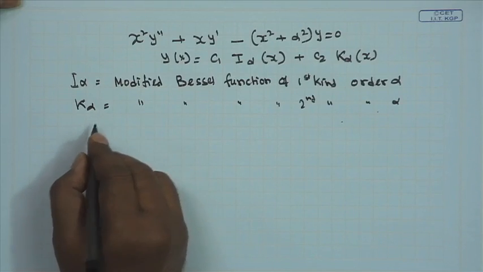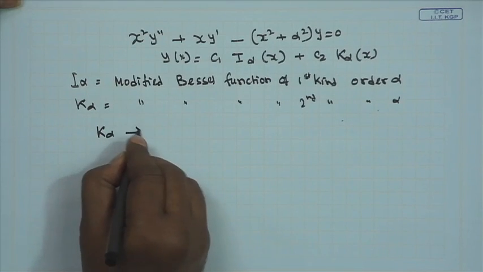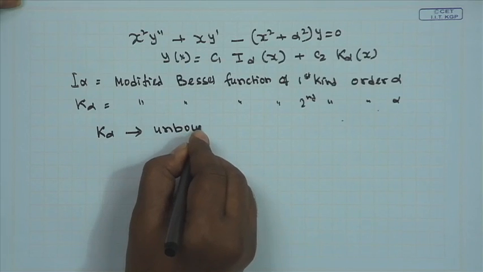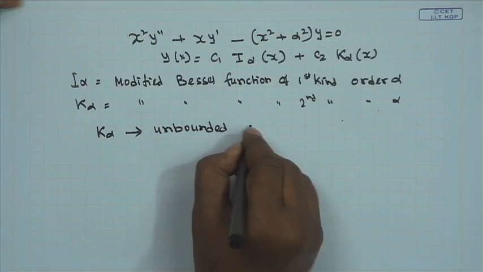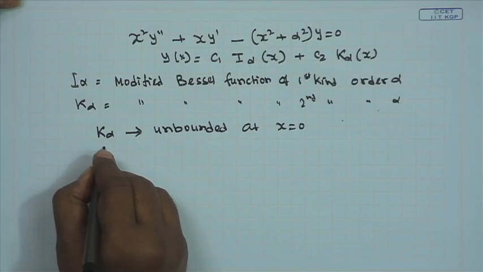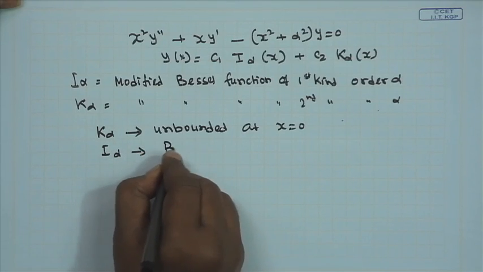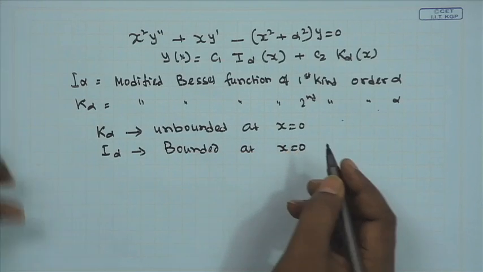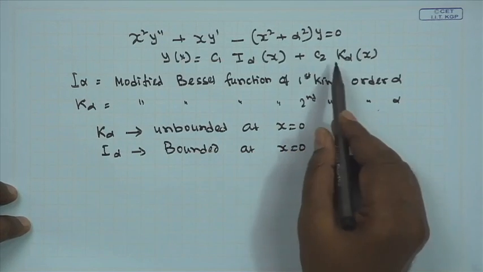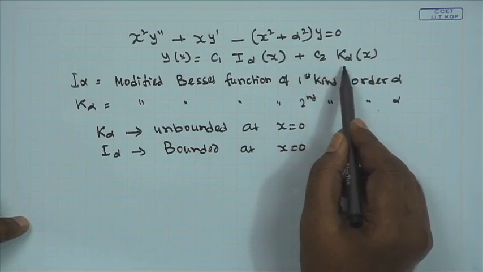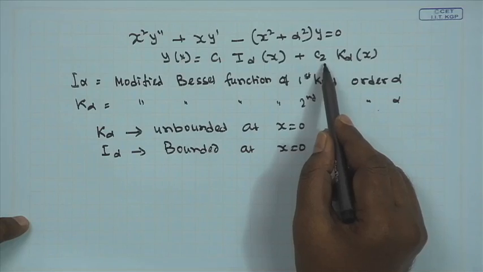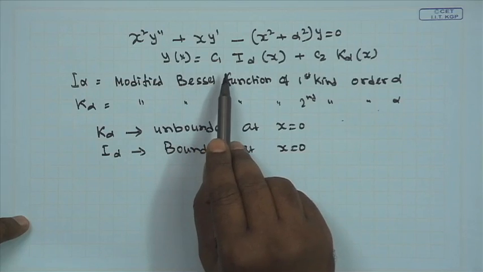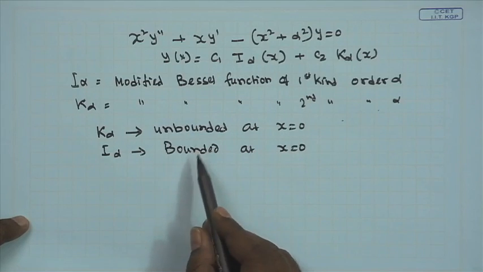The important property is that K alpha is unbounded at x equal to 0 and I alpha is bounded at x equal to 0. That means, for a domain x lying between 0 and 1, the corresponding constant of K alpha will vanish, and you will get the solution y of x equal to C1 I alpha x, and I alpha again cuts the x axis n number of times corresponding to n roots or the eigenvalues of the system.